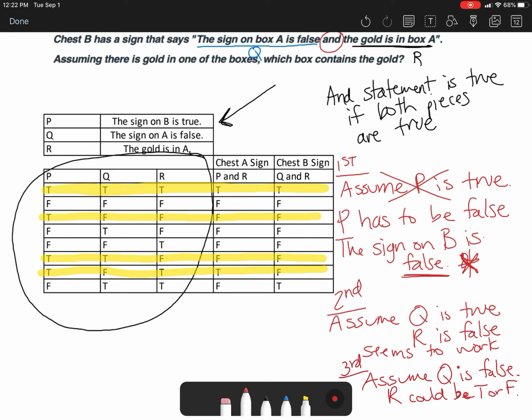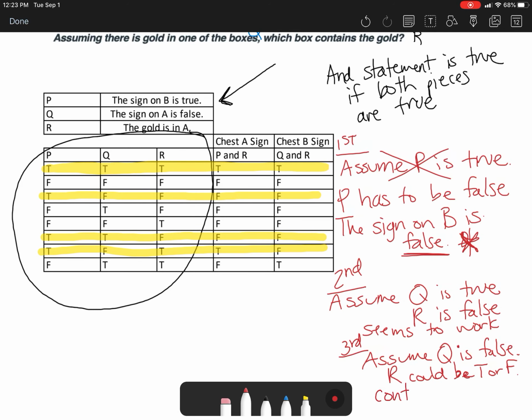So what does it mean for Q to be false? So Q reads the sign on A is false. But if that statement I just said is a lie, then that would mean the sign on A is true. But we've already concluded it can't be because P is false. Okay, so we checked that, and this causes a contradiction. Okay, so what that tells us is Q has to be true. It cannot be false. So I need to eliminate any cases where Q is false.